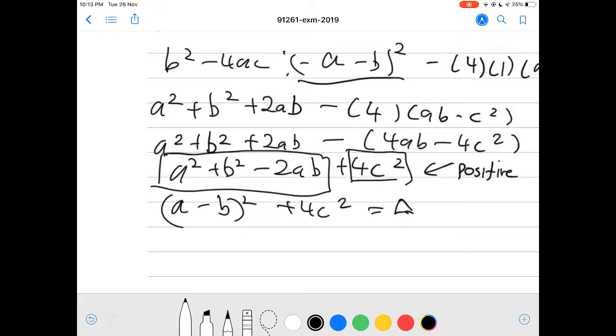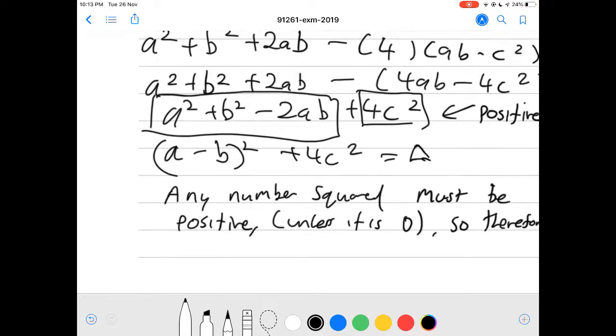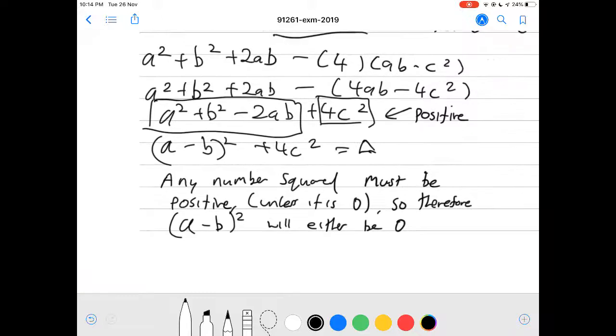So you can say any number squared must be positive, unless it is 0. Therefore, a minus b squared will either be 0, because if a minus b is 0, 0 squared is 0, or a positive number.